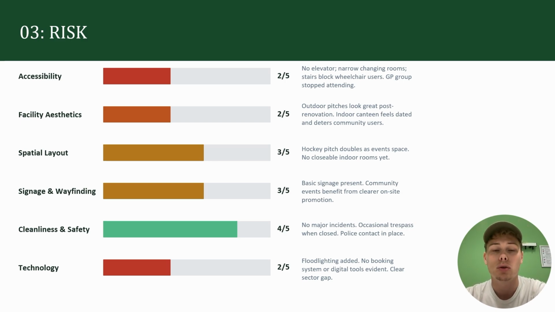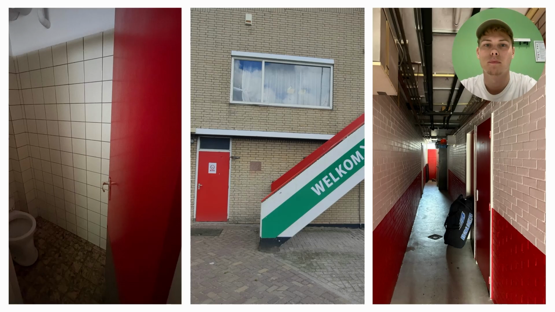On the positive side, safety and cleanliness score well. No incidents, a neighborhood police contact is active, and the outdoor pitches look strong since renovation. Here you can see a few examples corresponding with accessibility and also the aesthetics part. Narrow hallways and little room for wheelchairs, although this will change after the renovation with the help of the consult given. You can also see that the building looks quite dated, which might deter some people who don't like older style buildings.